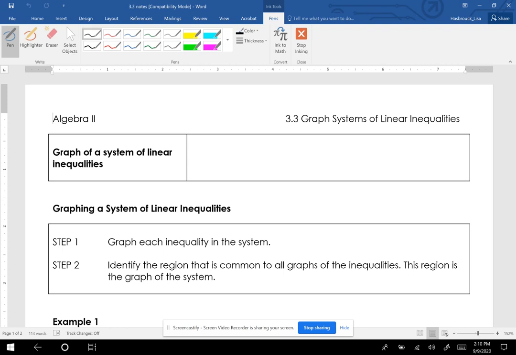Hello class, today we're going over notes on 3.3 in Algebra 2, graphing systems of linear inequalities.